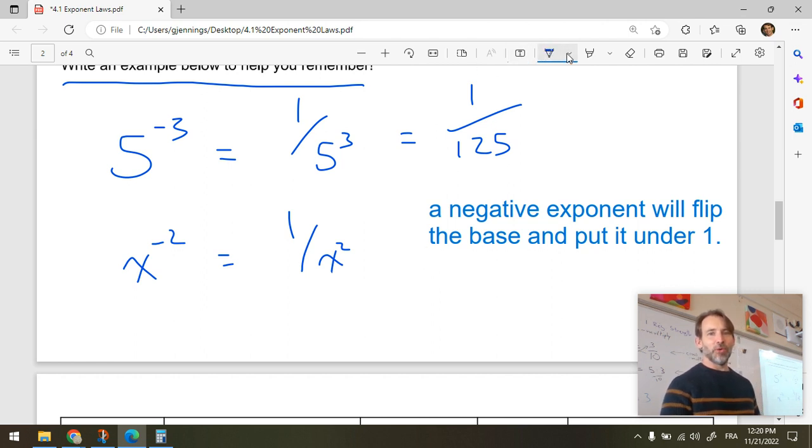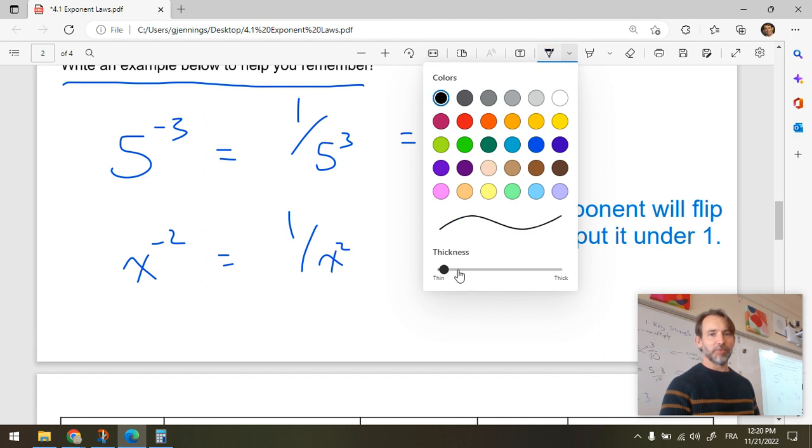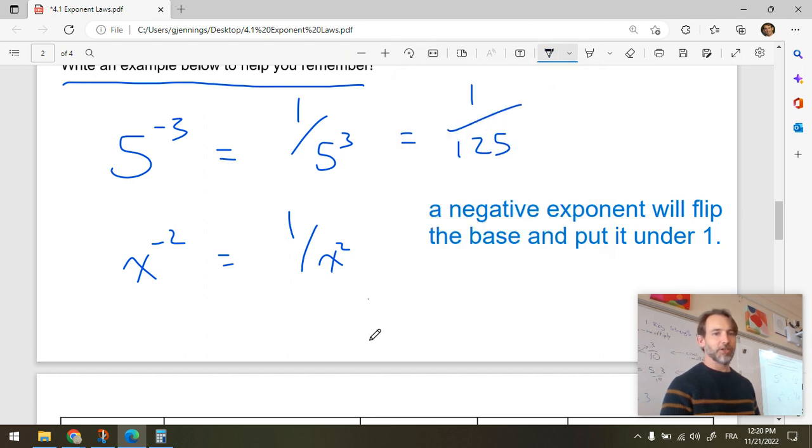Okay. Keep going then, shall we? Well, don't mind if I do. Let's get some exponent laws on the next page.